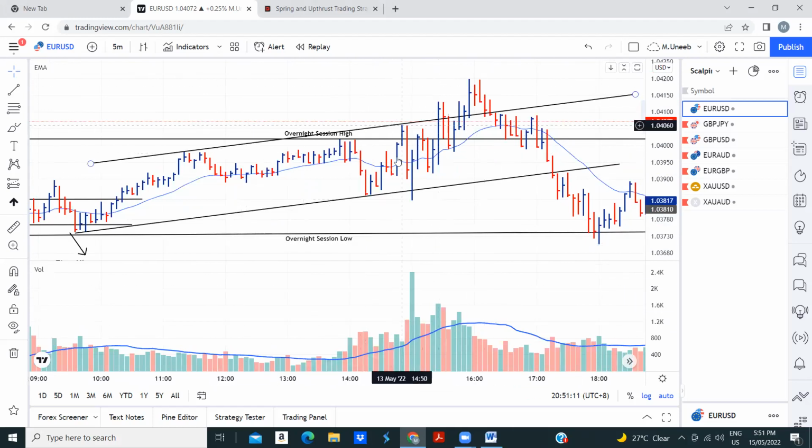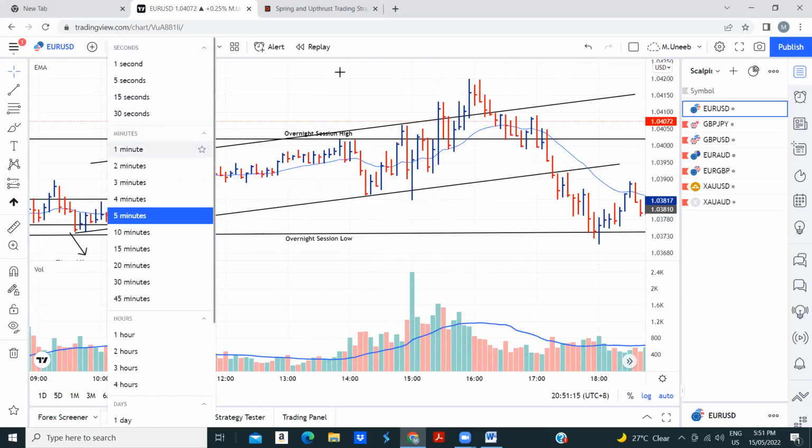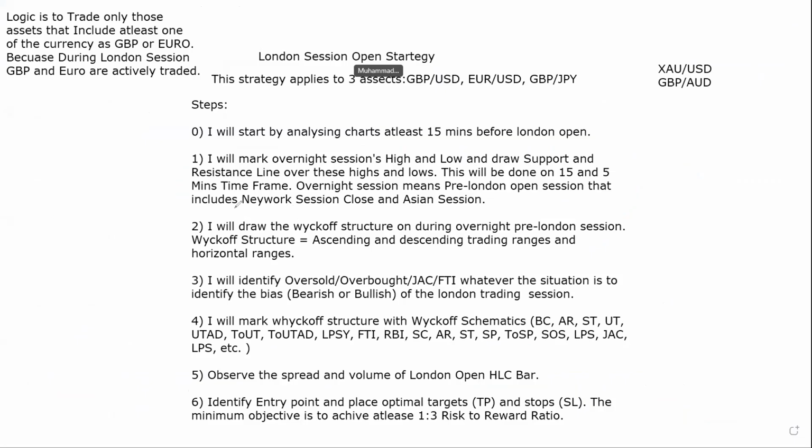Now, what steps do we have to do? We have to step to the London Open now. We have to go to the 3-minute chart now. Okay, the 3-minute time frame, as I told you. Now we have to identify what? We have to draw the Wyckoff structure. We have to identify oversold, overbought, JAC, FTPI, whatever the situation is, to identify the bias of the London trading session. Now you tell me, what is the bias of the London trading session?